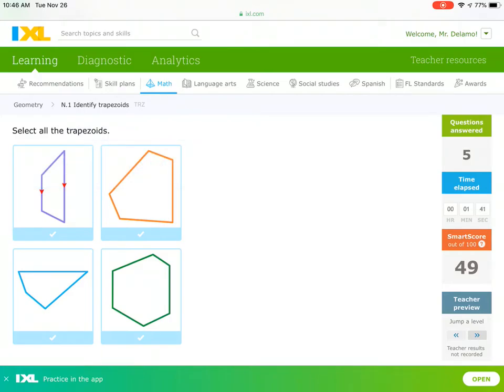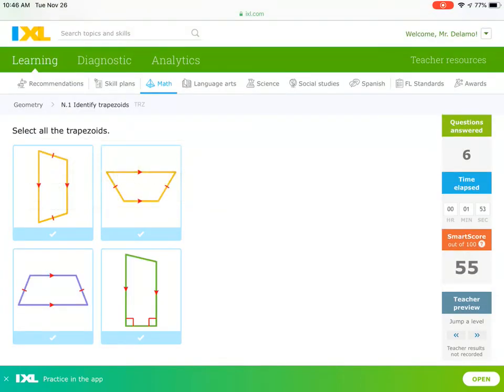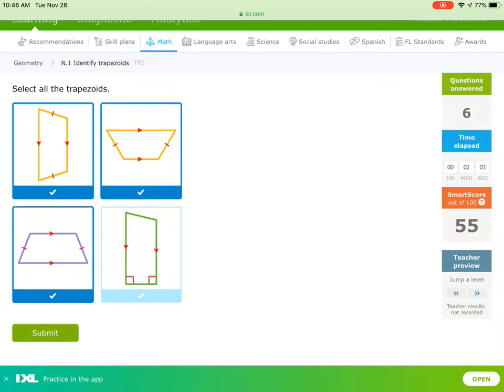Okay, so here we're asked to select all the trapezoids. This one in the top left is 4 sides and a pair of parallel sides, and that's the only one that's going to work. Okay, the top 2 are trapezoids, and so is the bottom left one. And let's look at the fourth one. It's got 4 sides and 1 pair of parallel sides, so this one is also. So in this case, all 4 are trapezoids.